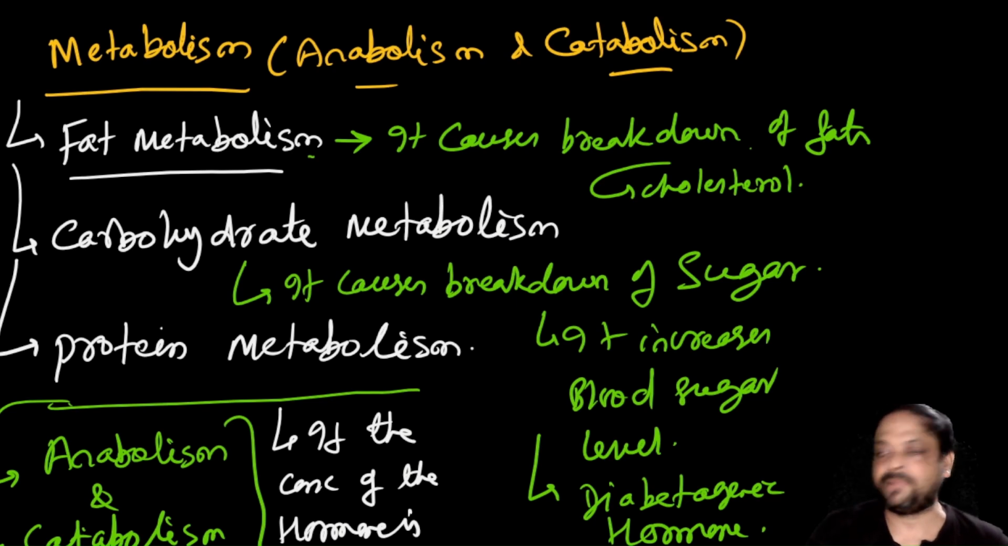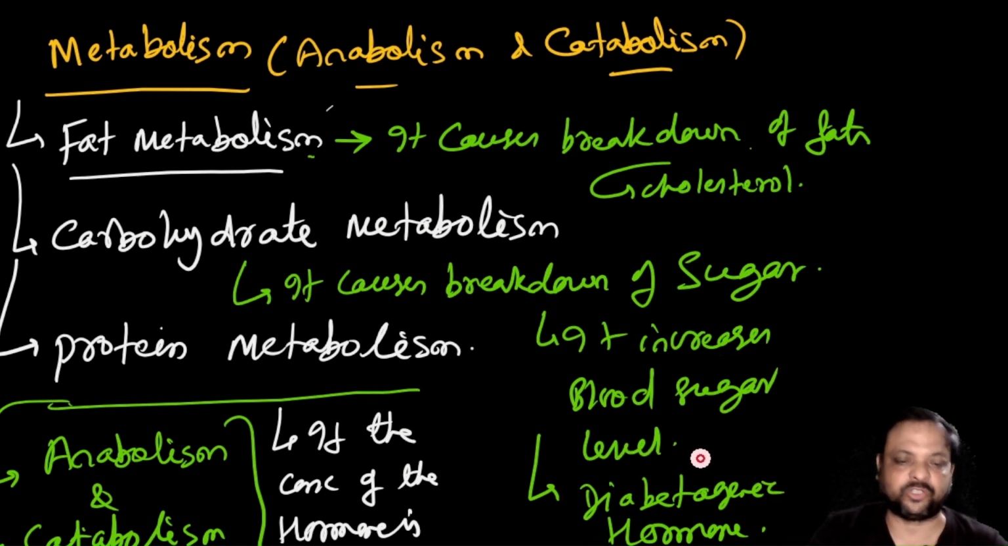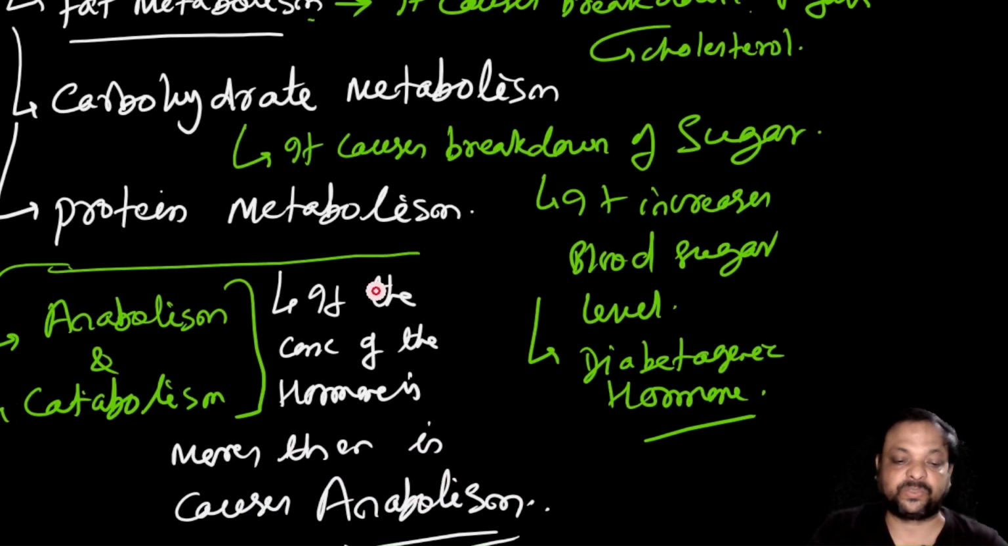Got it? So these are the metabolisms done by this particular hormone, that is fat metabolism, carbohydrate metabolism, and protein metabolism. In fat metabolism, it causes the breakdown of fats, and thereby the cholesterol level in the body increases. In carbohydrate metabolism, it causes the breakdown of sugar, and when the breakdown of sugar takes place, there is an increased blood sugar level, so that causes diabetes. So we sometimes call that diabetogenic hormone. And in protein metabolism, both anabolism and catabolism take place simultaneously. And if the concentration of the hormone is more, then protein anabolism takes place, meaning protein synthesis takes place. So there are three types of metabolism done by this particular hormone. So it's the third, a vital and very important function.